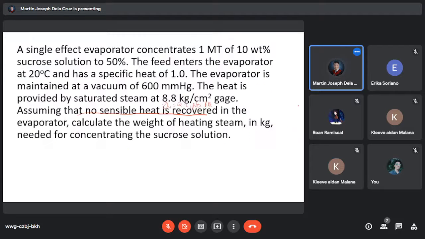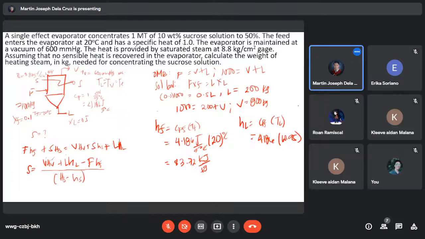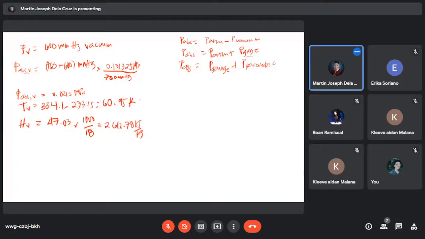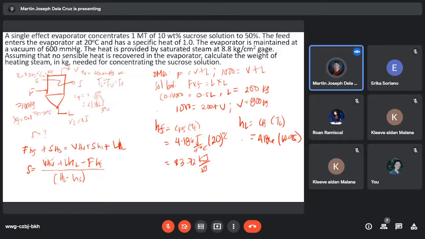I-take note, class, na TV is equal to your TL. Okay? So, anong answer natin dito? HL is 255.14. 255.14 kilojoule per kilogram. So, meron na tayong si V, meron na tayong HV, meron na tayong L, HL, F, HF. So, si steam na lang, yung enthalpies ni steam.